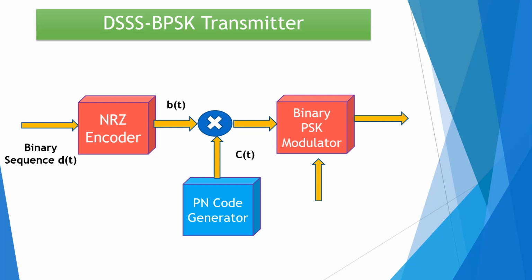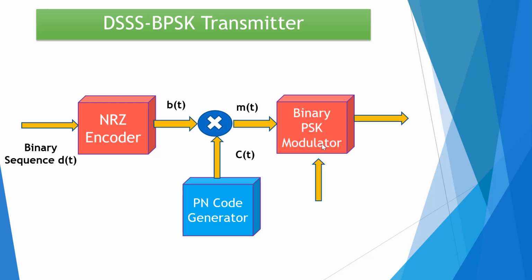The transmitter uses two stages of modulation. The first stage uses a product modulator or multiplier, and B of t and C of t are multiplied as its inputs, and the second stage consists of bandpass binary phase shift keying. So this is the product modulator plus the BPSK modulator. At the output of the product modulator we get M of t. The modulated signal at the output of the product modulator, that is M of t, is used to modulate the carrier for the BPSK modulation.